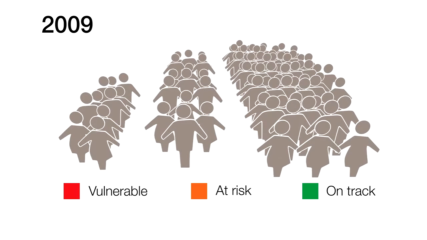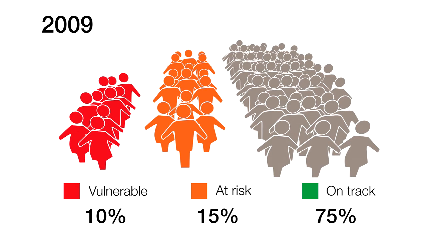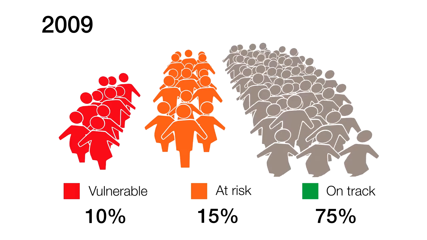Children with scores in the bottom 10% were classified as developmentally vulnerable. Children with scores between the 10th and 25th percent were classified as developmentally at risk. Children with scores in the top 75% were classified as developmentally on track.